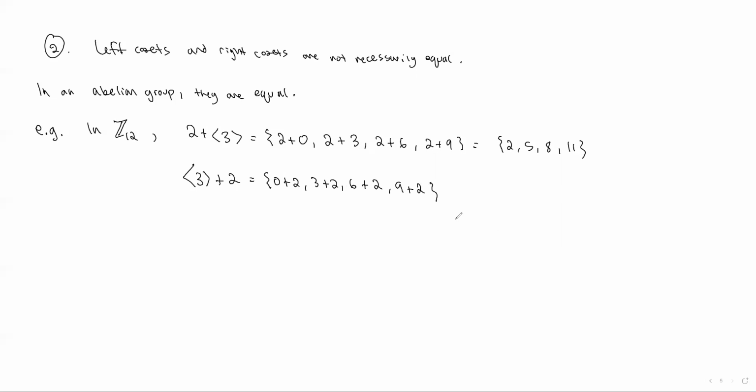But I mean, addition doesn't matter what order you do it in. So you again get 2, 5, 8, and 11. So 2 plus the subgroup generated by 3 is the same thing as the subgroup generated by 3 plus 2. But in non-abelian groups, i.e. in groups where AB does not need to be the same thing as BA, so whenever the group operation is plus, that means it's abelian. Like they wouldn't even write plus if it weren't abelian. But there are non-abelian groups, and in non-abelian ones, they don't have to be equal.